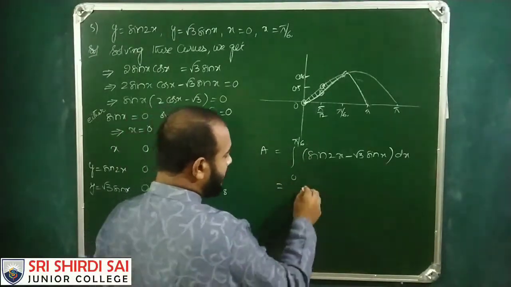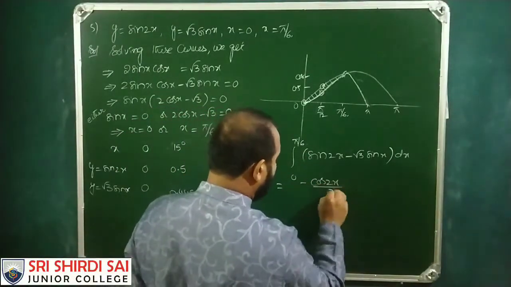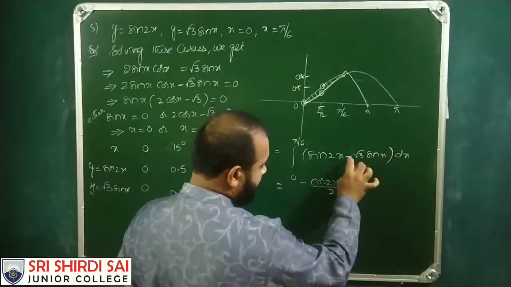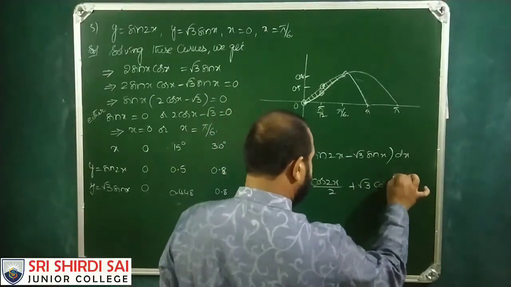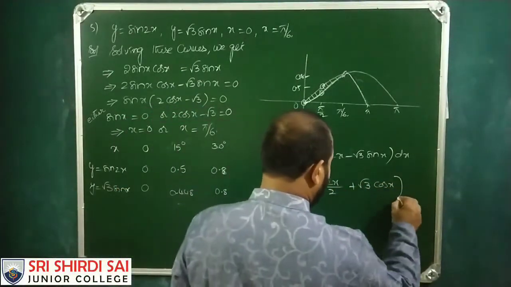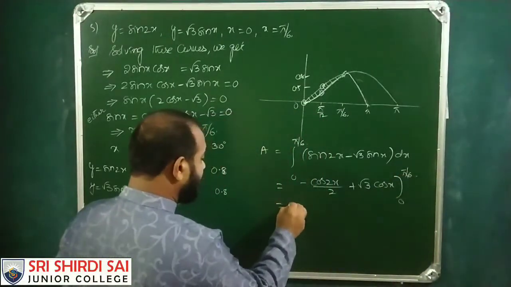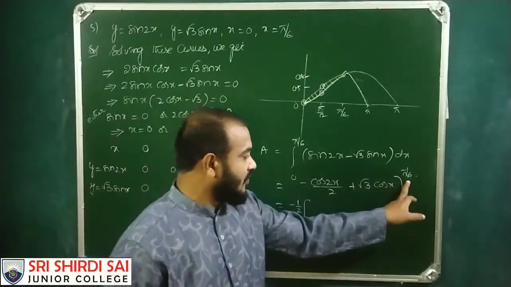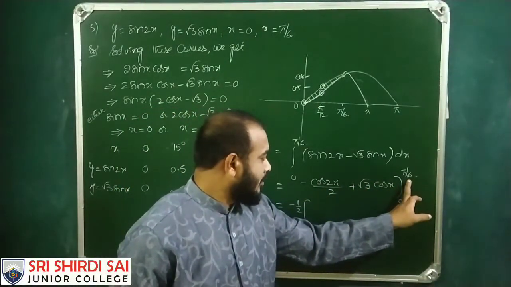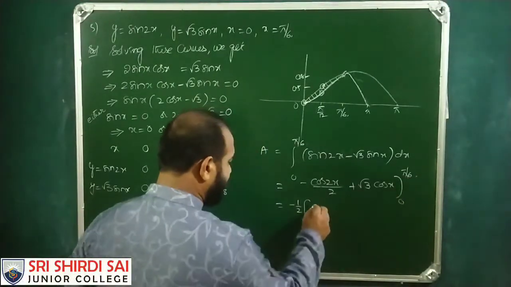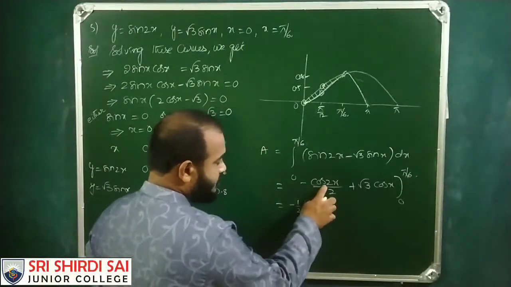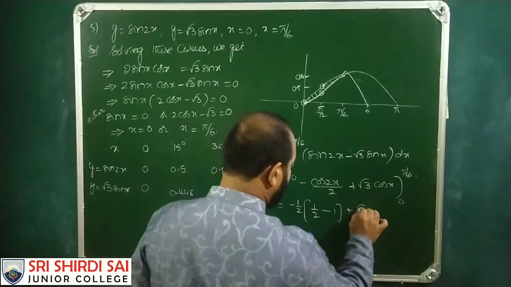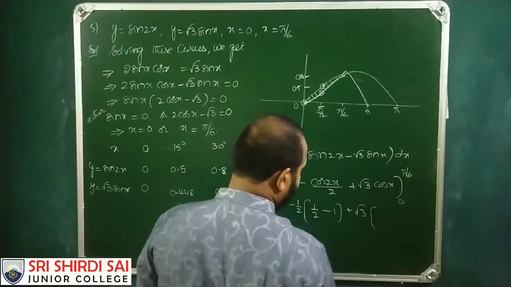Integral of sin 2x is minus cos 2x by 2, minus root 3 times the integral of sin x, which is minus cos x. Minus of minus is plus cos x. Since the process is over, 0 to pi by 6 is to be written here. Minus 1 by 2 cos 2 into pi by 6. Cos 2 into pi by 6 is cos pi by 3. Cos pi by 3 is 1 by 2. Minus cos 2 into 0. Cos 0 value is 1. Plus root 3 into cos 30, root 3 by 2.